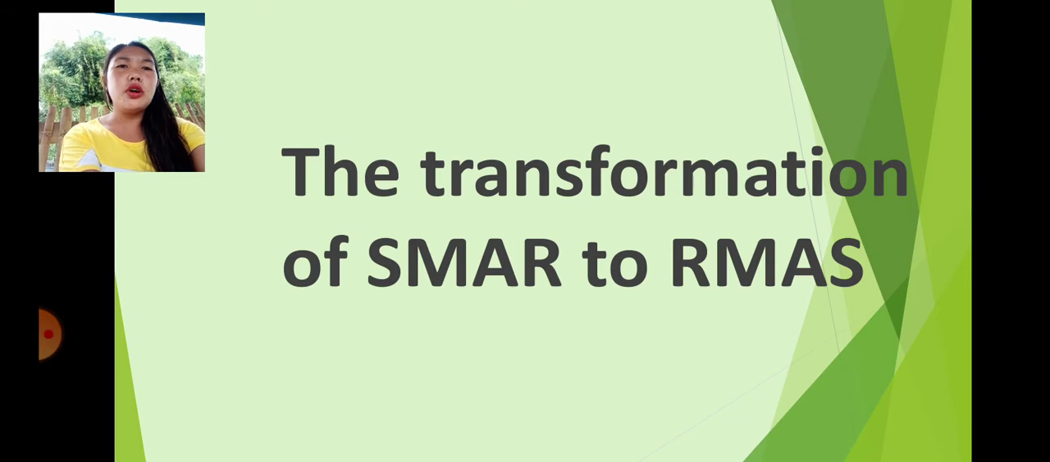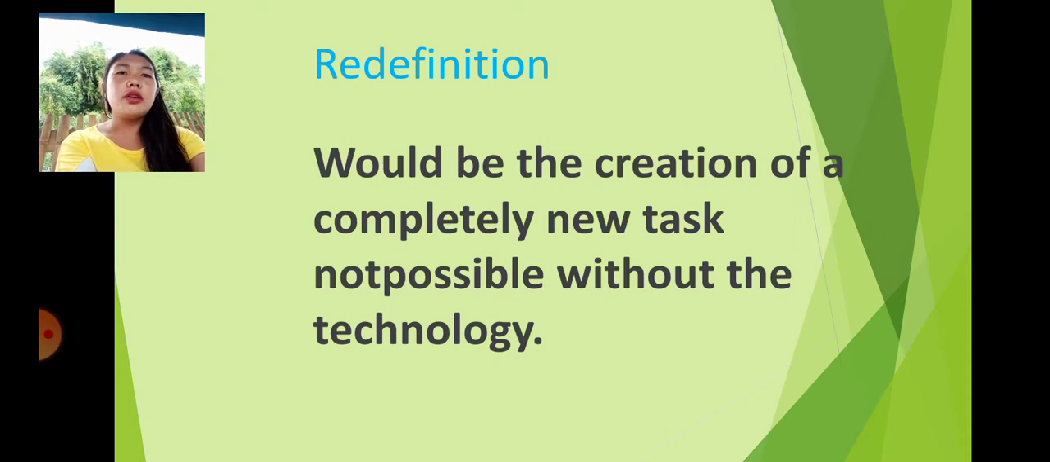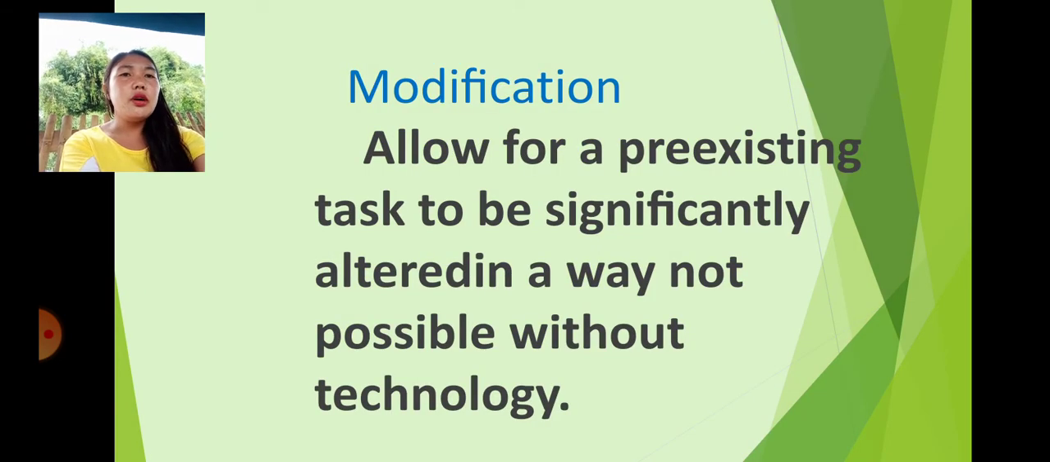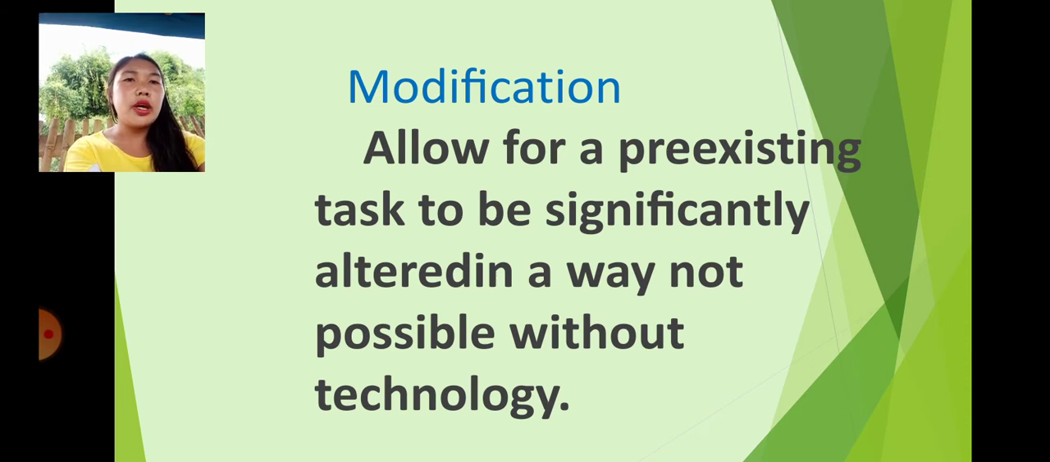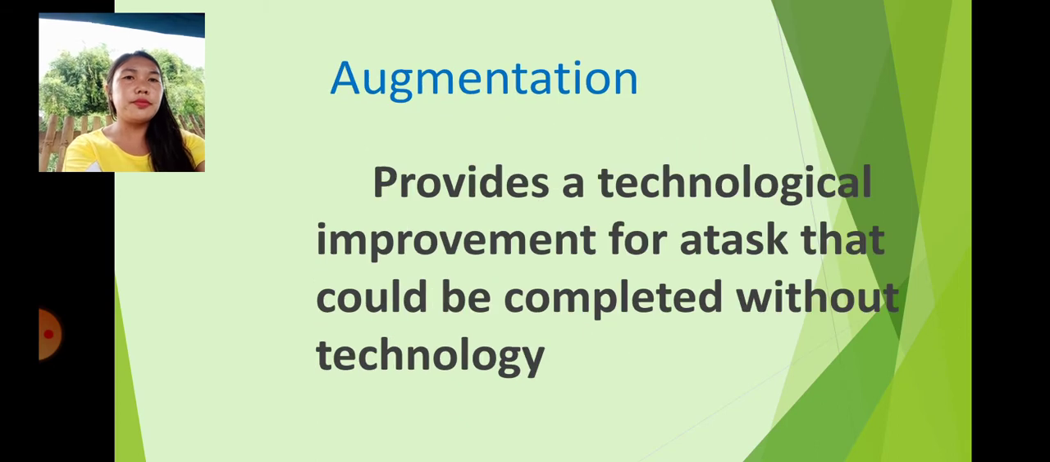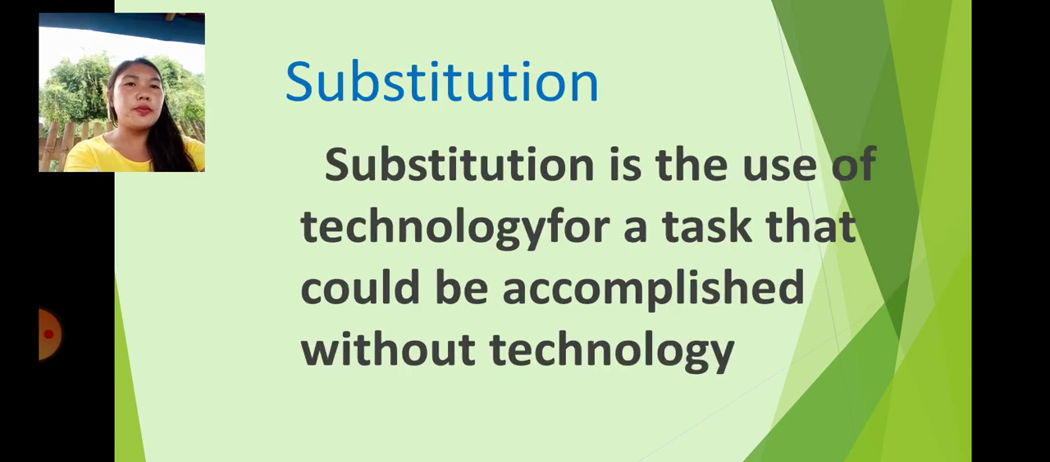The transition of SAMR to RMAS. Redefinition would be the creation of a completely new task not possible without the technology. Modification allows for a pre-existing task to be significantly altered in a way not possible without technology. Augmentation provides a technological improvement for a task that could be completed without technology. Substitution is the use of technology for a task that could be accomplished without technology.